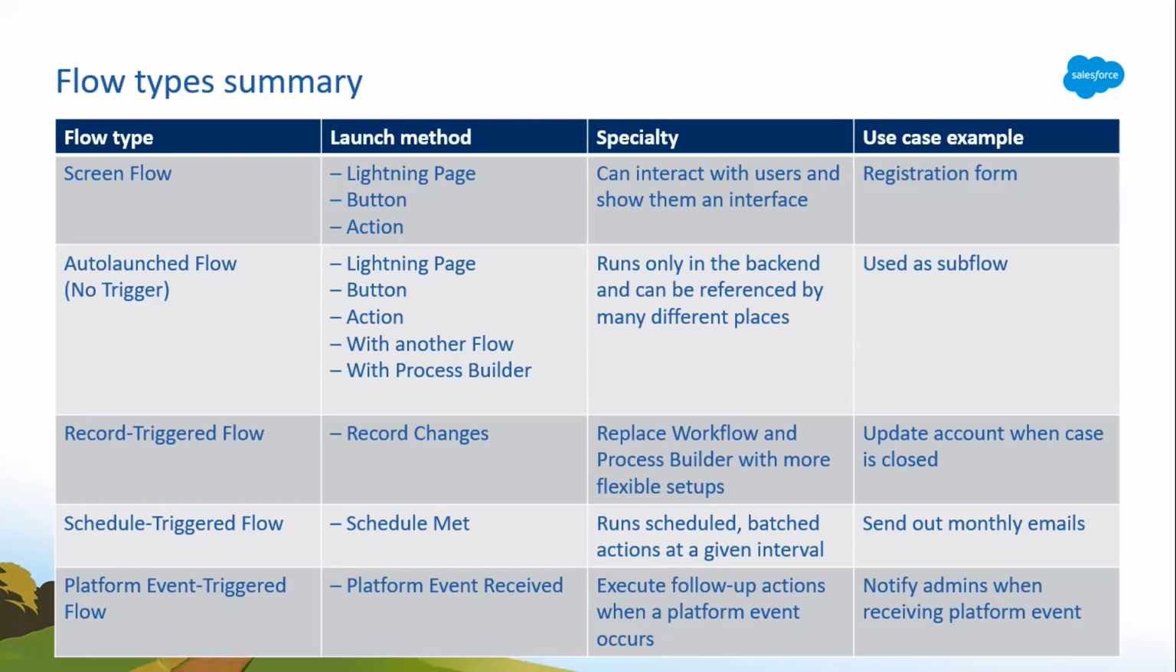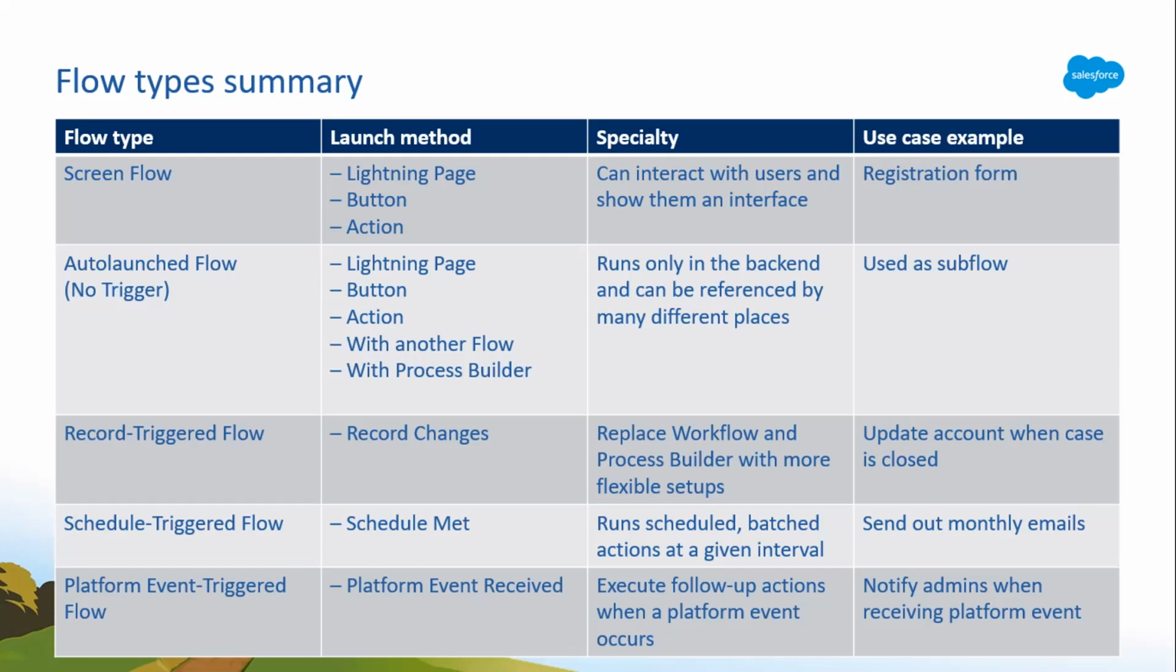It will auto launch based on the update or change that happens to the record. That means the creation of a record, updating the record, deleting the record, or creating and updating the record. Based on those things, the record trigger flow will trigger. It is the replacement of workflow and process builder, and it is more flexible. As an example, you can think of updating an account when a case is closed.